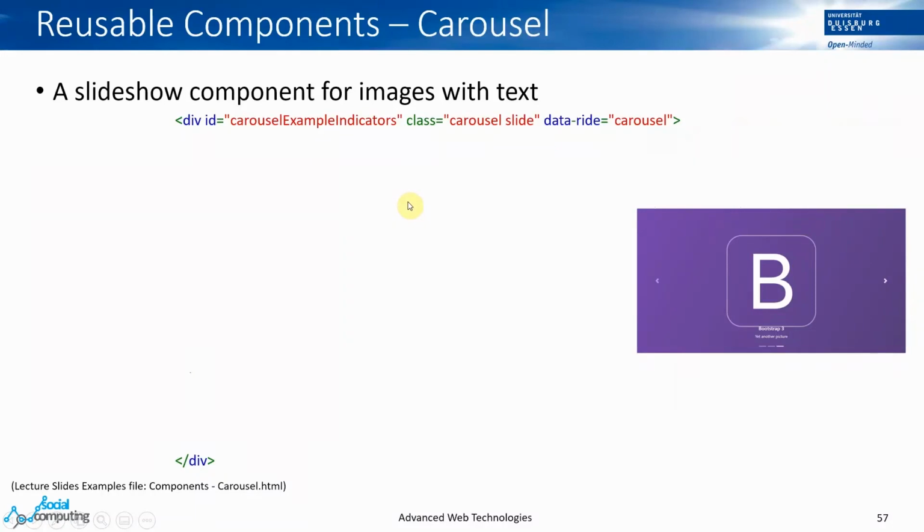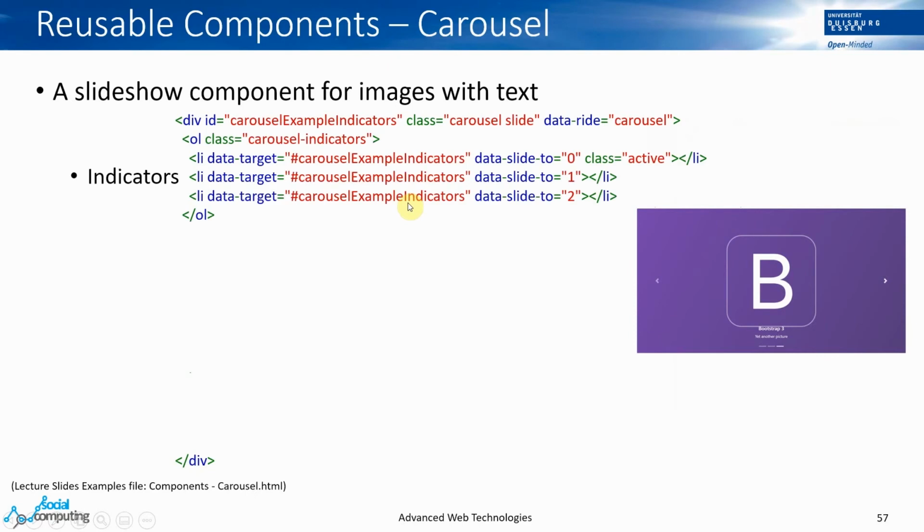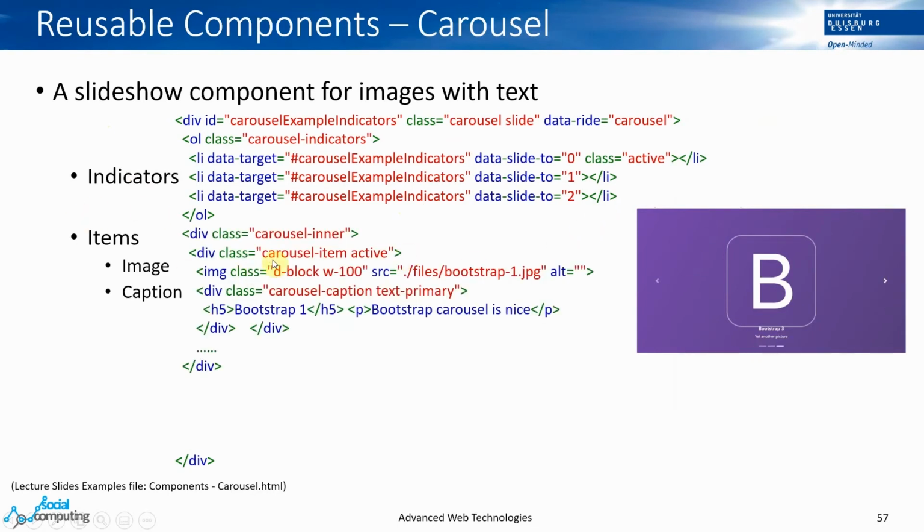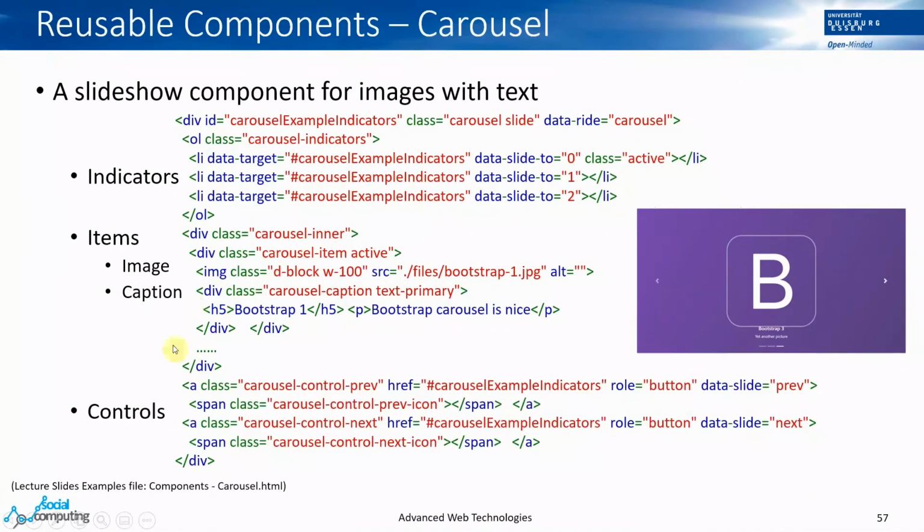Similarly, there is another component which is called carousel. The idea behind it is that you define a kind of slideshow of images, and then you define indicators. For example, let's say this carousel will have three images, so these indicators which are shown at the bottom, 1 2 3, these bars, and then you have items which are shown with image and caption, this way. And then there are controls which are shown on left and right side.